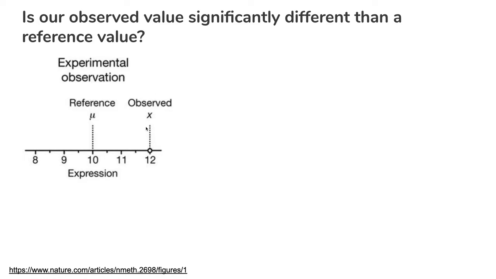So basically what we're trying to ask is, does the observed protein expression differ from the reference, suggesting that the experimental conditions affected this protein's expression? So this is a one sample t-test, because essentially we're comparing our observed data to some established reference. Okay?